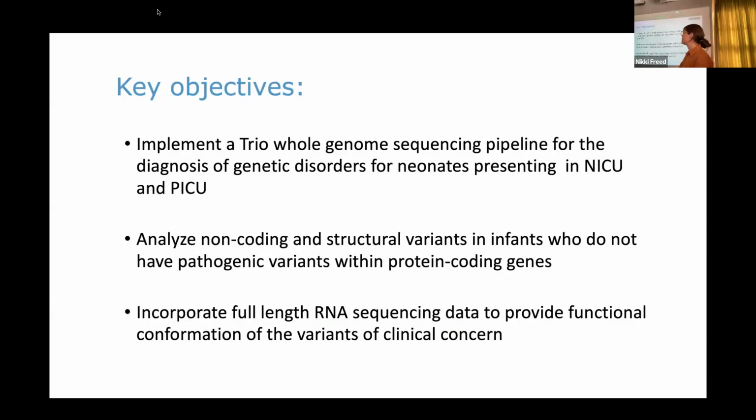So our primary goal is really just to set up this pipeline to sequence critically ill children in ICU that are undiagnosed and suspected of having a rare disorder. On top of this, we'll be continuing the research into analysing the genomic mechanisms of disease. One way we'll be doing this is by looking at non-coding regions of the genome and more complex structural variants in infants that don't have any obvious pathogenic variants in protein coding regions.